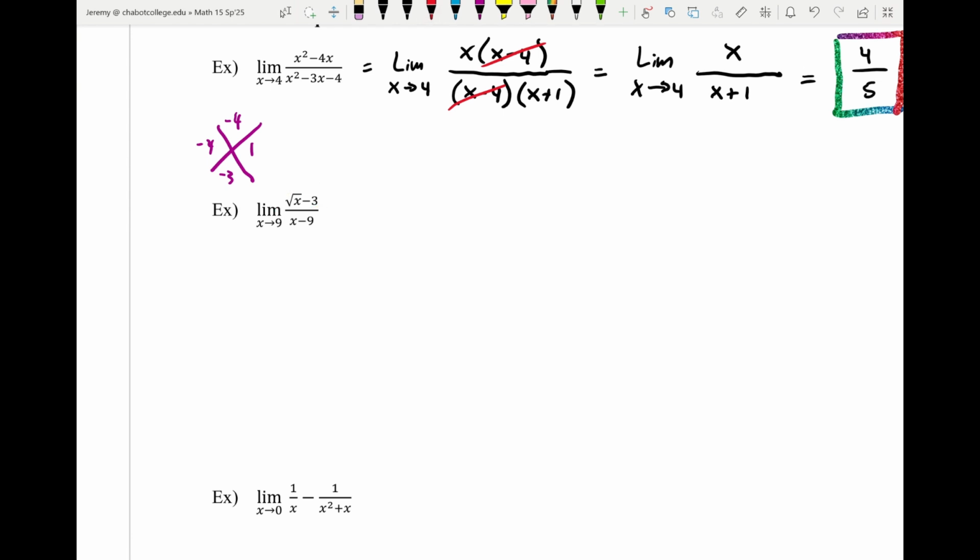So the conjugate is where we take this expression here, but we just change the sign of one of the terms. So what I'm going to do is I'm going to multiply top and bottom by the conjugate. Specifically, I'm going to multiply top and bottom by the square root of x plus 3. So see how I'm just changing the sign of the 3 from negative to positive? All right, so this technique, this is called multiply by the conjugate.